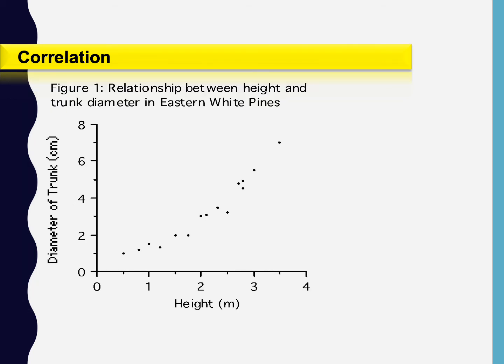So let's look at this figure. You have a scatter plot for the height and the diameter of a trunk, where the height is your x variable and the diameter is your y variable. By interpreting the graph, we can say that as the height increases, the diameter of the trunk also increases.